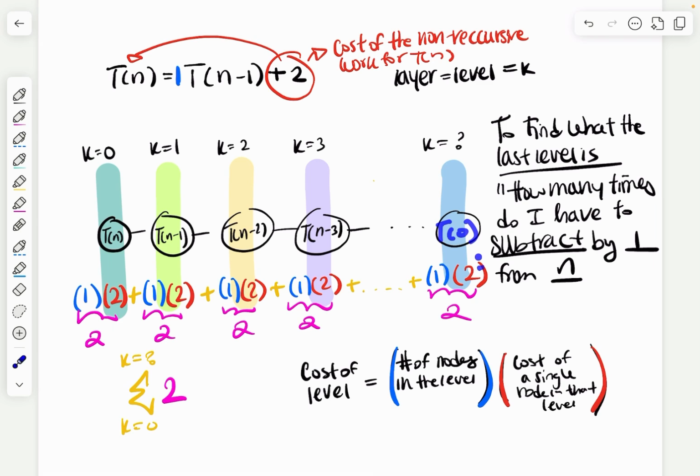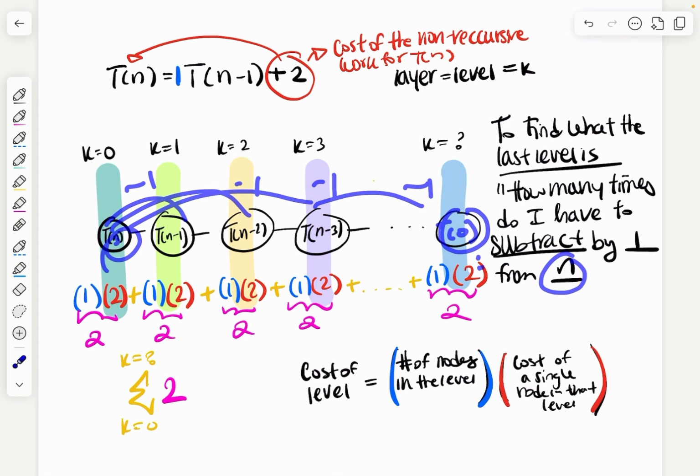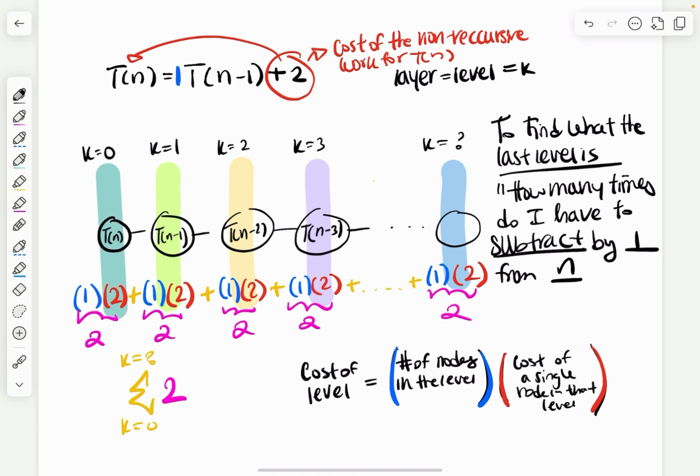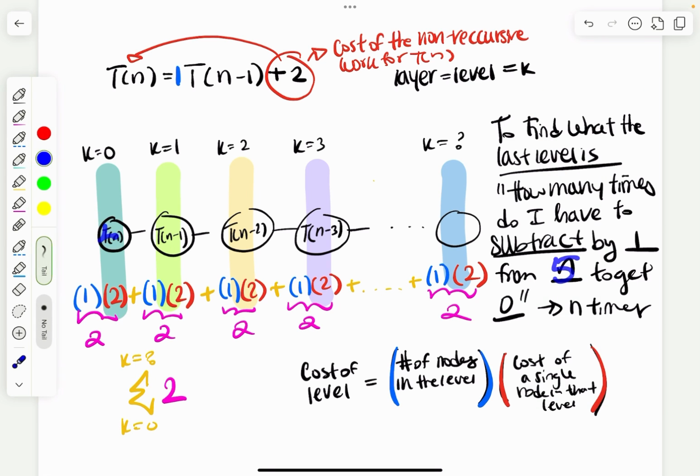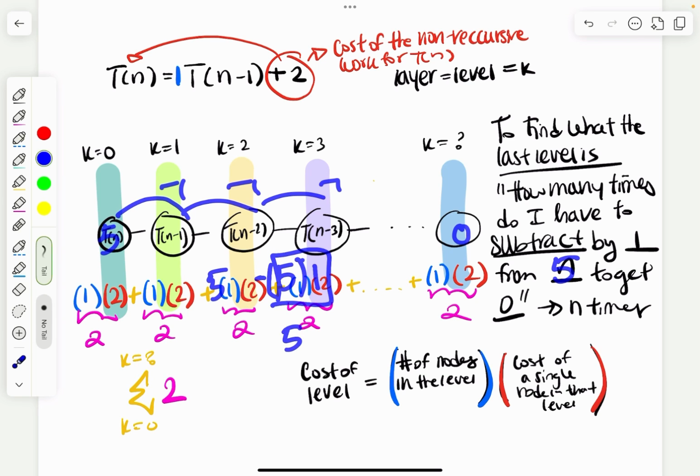And so the goal is, how many times do you have to subtract 1 in order to go from n to 0? Well, you would have to subtract n times. And the idea is, if you have 5, and I'm asking you how many times do I have to subtract 1 in order to get to 0, well, it would be 5 times. I would literally have to subtract 1 5 times, so it's just 5 minus 5 is 0.